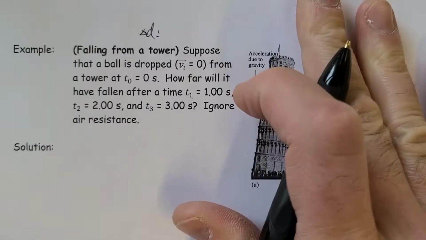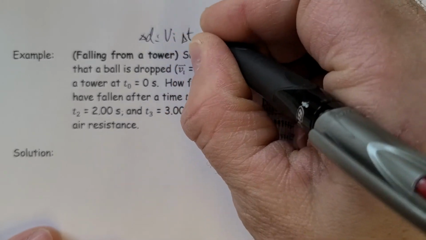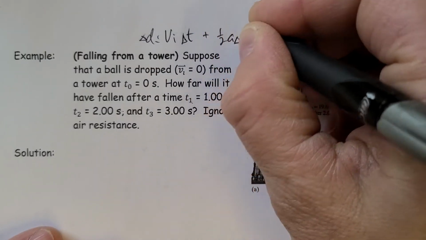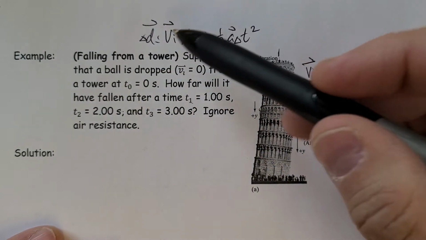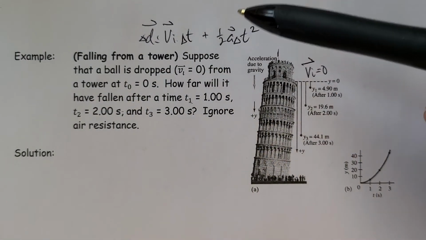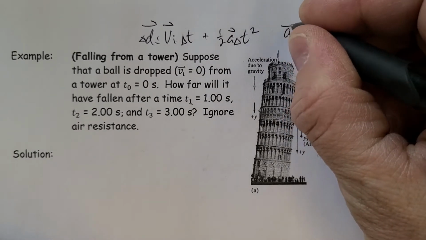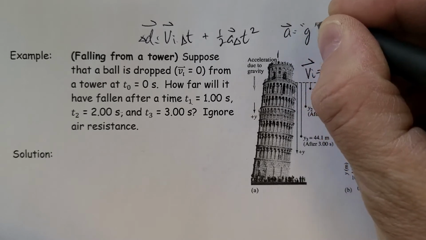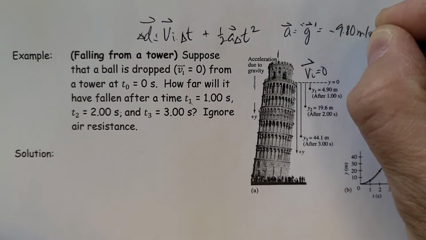Delta D equals VI T plus 1/2 AT squared. Because we know we're looking for D, we know VI, we know the time period, and we know the acceleration. The acceleration is simply equal to little g, which is negative 9.80 meters per second squared.